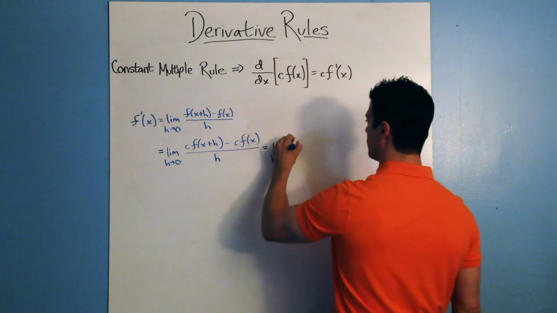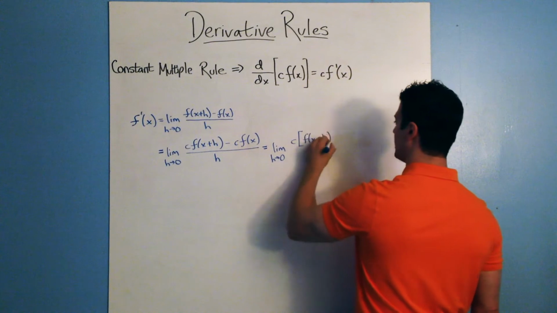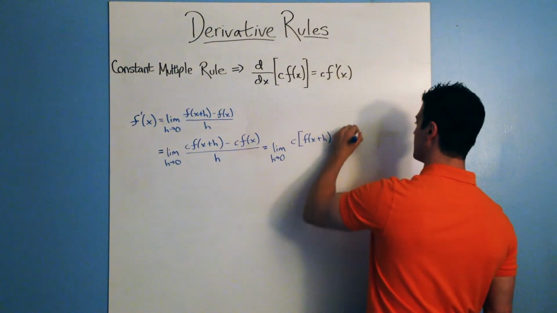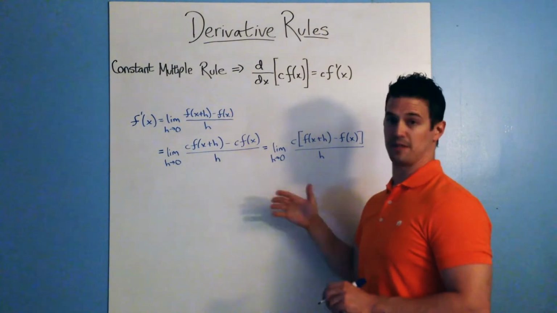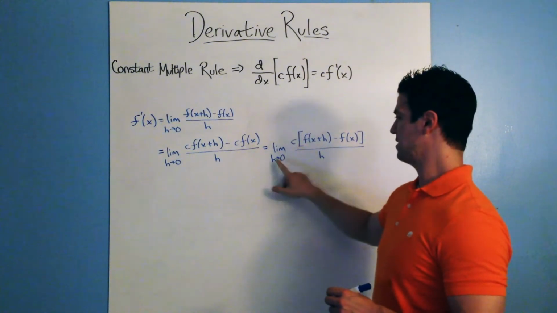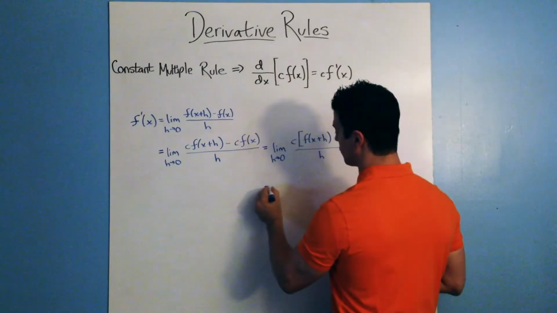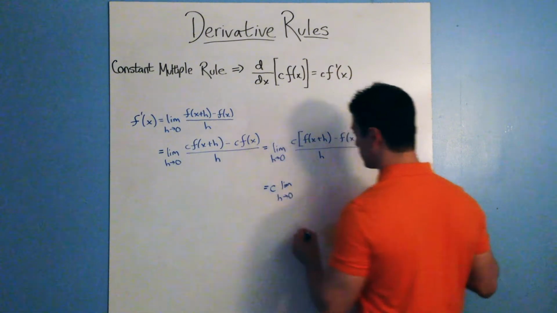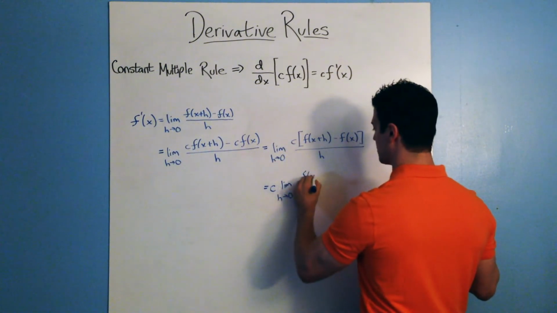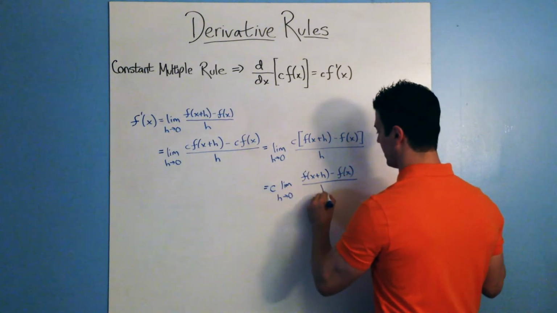Okay, what I'm going to do next is factor out the c's from the top, and you'll have the limit as h goes to 0 of c times f of x plus h minus f of x, all over h. If you remember our limit property with constants, you can pull out this c and put it in front of the limit because it's constant and isn't affected by the fact that h is getting infinitesimally closer to 0. So I'm going to rewrite this to say c times the limit as h goes to 0 of f of x plus h minus f of x over h.